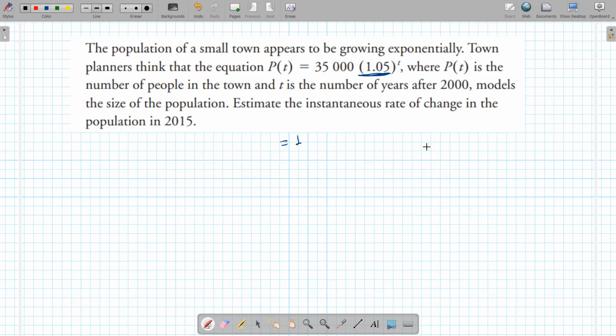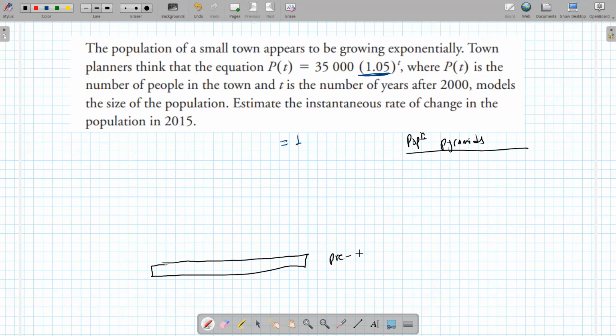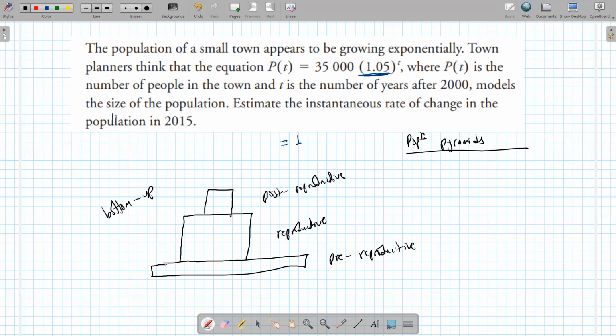Here, let's go on a tangent a little bit. You have something called population pyramids. There's three options. Either there's a lot of kids, which is called the pre-reproductive population. You have a lot of children. Over here, you have the reproductive population. And then finally over here, you have the post-reproductive, the old people. So this is a perfect pyramid, right? Bottom up pyramid. This represents a high population growth.